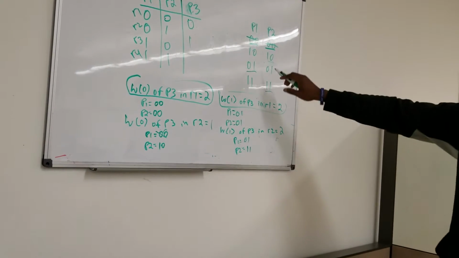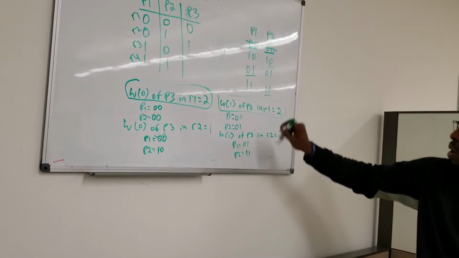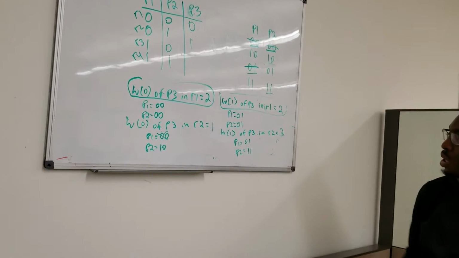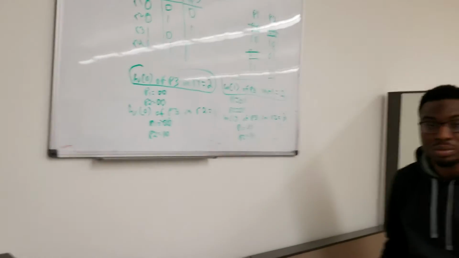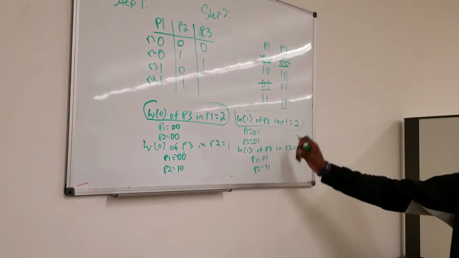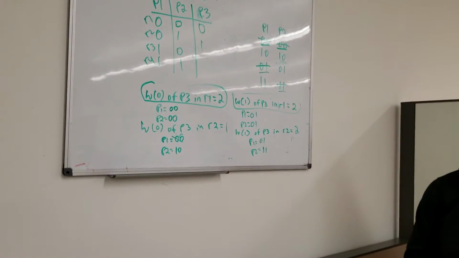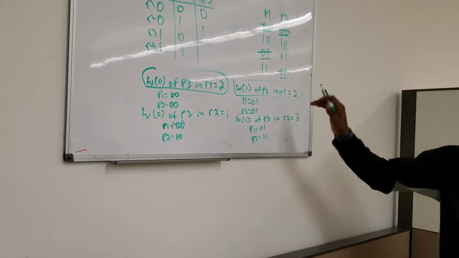Then we look back in here. For P1, 0, 1, we cross it out. For P2, 1, 1, we cross it out. Okay, first finish it, then I'll ask. Then P2, 1, 1, we cross it out. Both of them? Yeah, we cross out both of them.